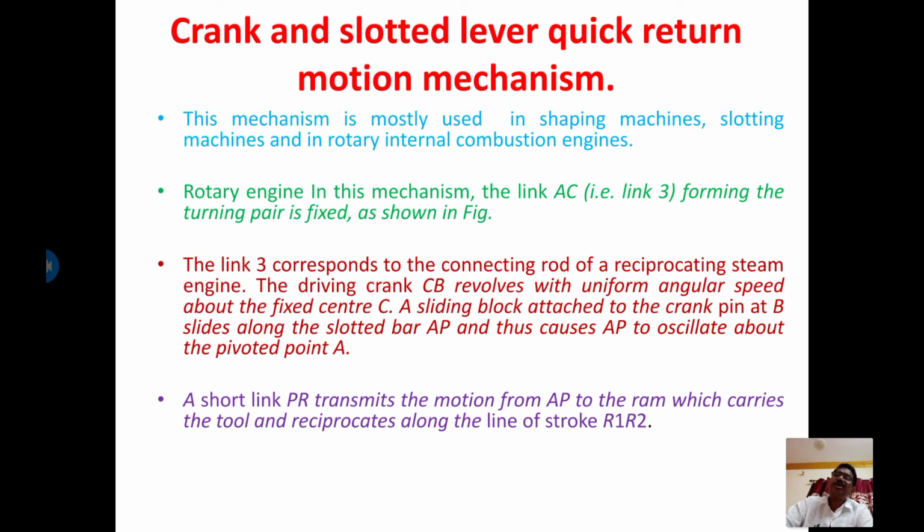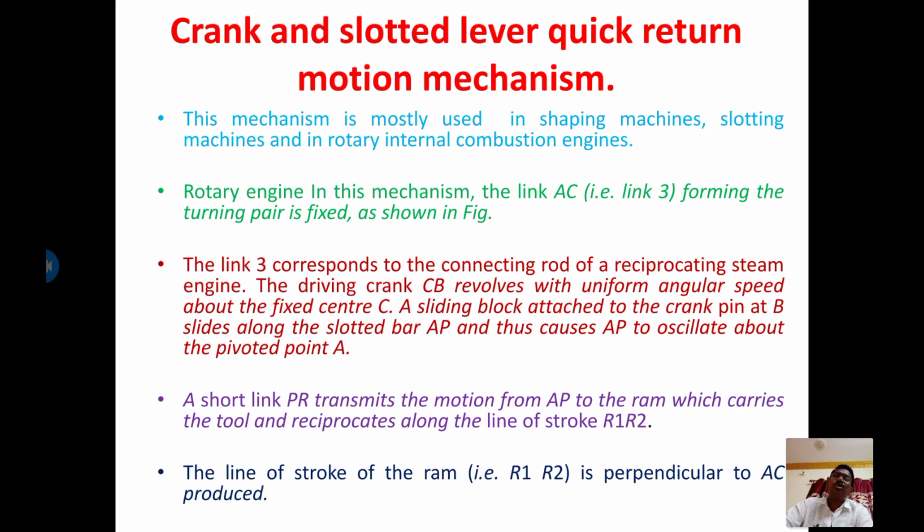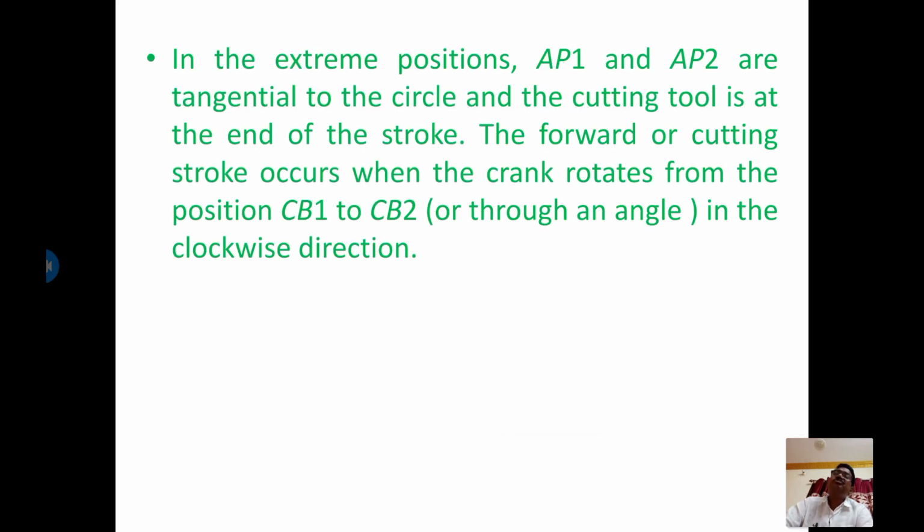The short link PR transmits the motion from AP to the ram, which carries the tool and reciprocates along the line of the stroke R1 R2. The line of stroke of the ram R1 R2 is perpendicular to AC produced. Now in the extreme positions, AP1 and AP2 are tangential to the circle and the cutting tool is at the end of the stroke.